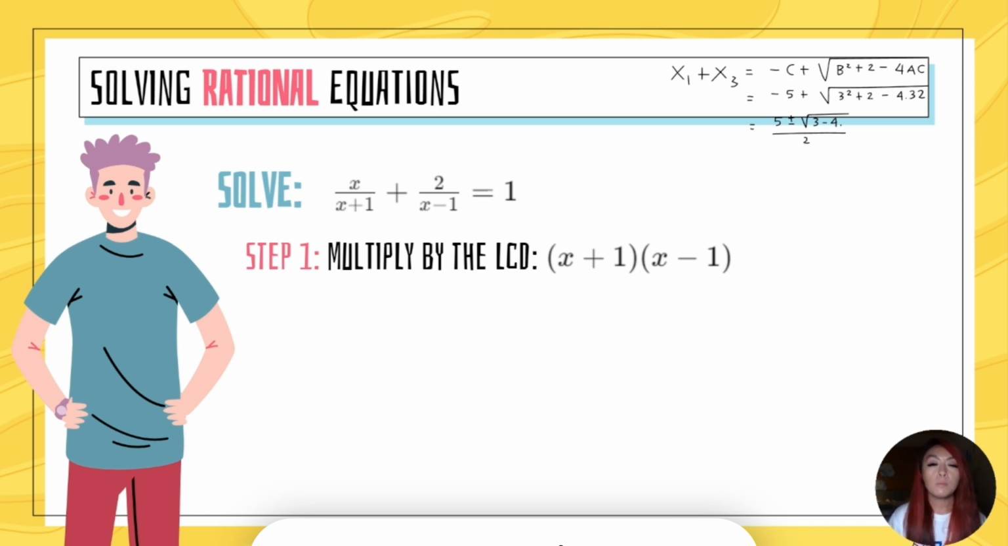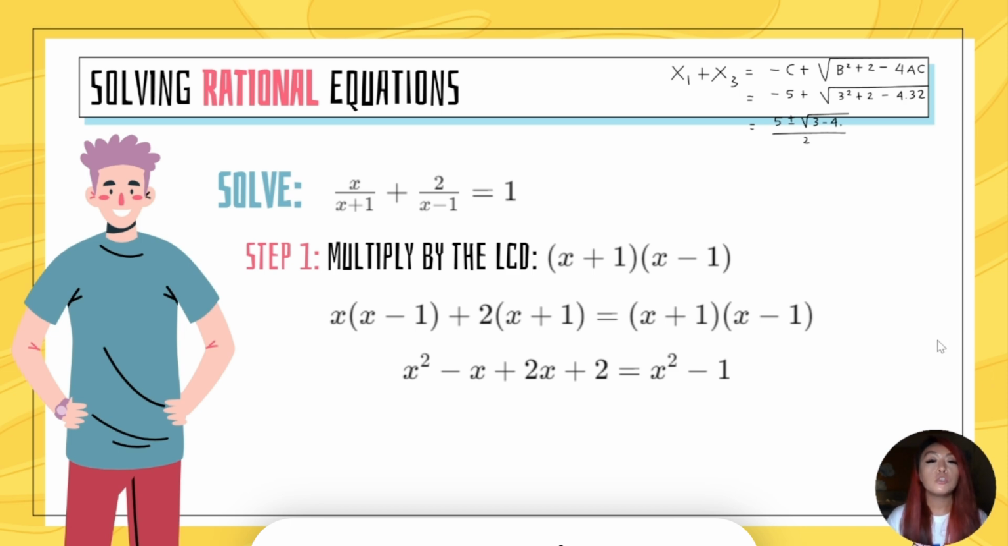And you're going to multiply each term by the LCD. And when you do that, the denominators are going to cancel out, and you're going to be left with something that's way easier to solve. So we're left with x times x minus 1 plus 2 times x plus 1 equals x plus 1 times x minus 1. And now we have to simplify.